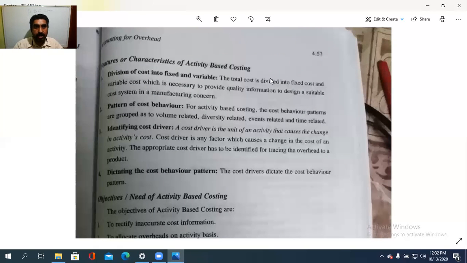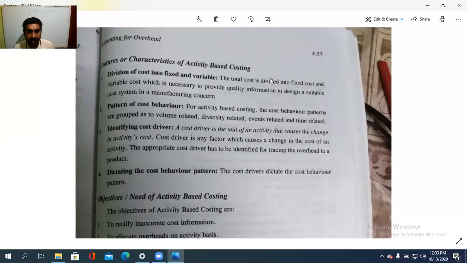Fixed overhead is fixed for the entire life period, while variable overheads vary according to the level of productivity or output. So division of cost into fixed and variable. The total cost is divided into fixed cost and variable cost, which is necessary to provide quality information to design a suitable cost system in a manufacturing concern.